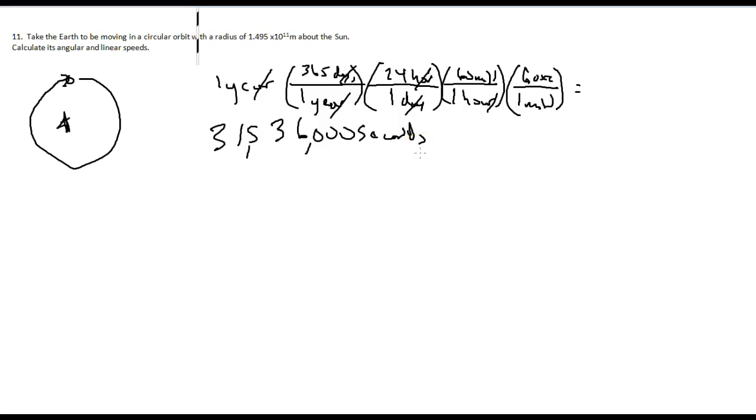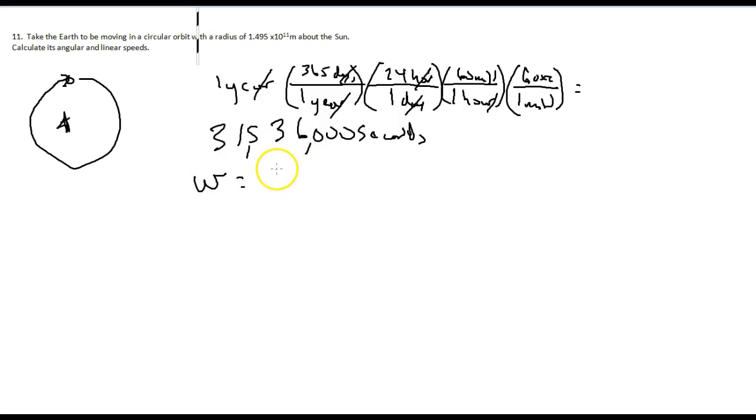Now, that's our seconds, but that doesn't answer angular velocity. Angular velocity is how far you go in terms of angle divided by the time it takes to do it, right? So how far do I go in terms of angle? If I go one trip around, how far is that in radians? 1.49? No, that's the radius of the orbit. One trip around is always what in radians? 2 pi.